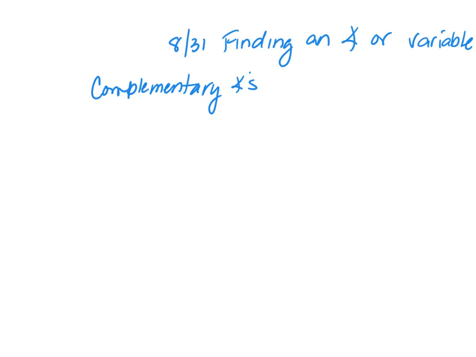Complementary angles, and you're going to see this arrow a lot. It means, to me, adds up to 90. Okay? So if you see the word complementary anywhere, it adds up to 90.